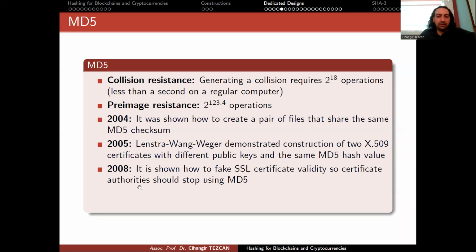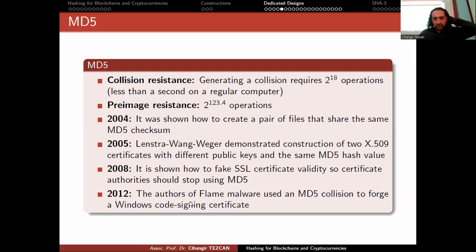So certificate authorities should stop using MD5. And in 2012, the authors of Flame malware used an MD5 collision to forge a Windows code signing certificate. As you can see, something badly broken years ago, and we still suffer from it in 2012. Okay, so this is why when a cryptographic function is broken, you should stop using it. This is why when I say SHA1 is broken, I really mean it. Finding a collision means that a few years later, we will be able to have a malware like Flame malware that uses SHA1. Okay, this is why you should stop using SHA1.